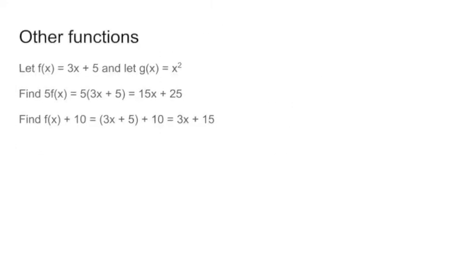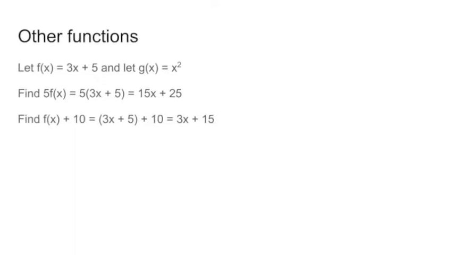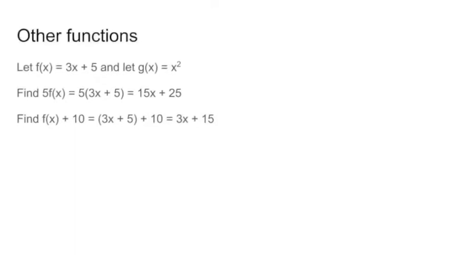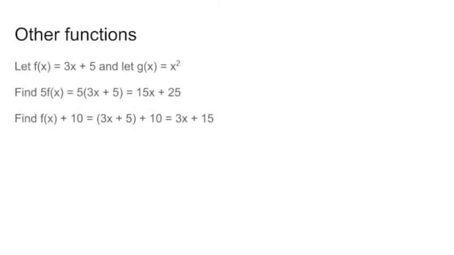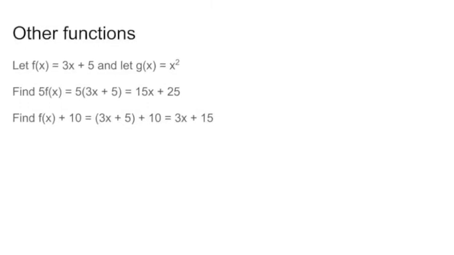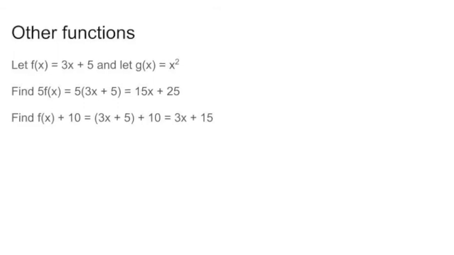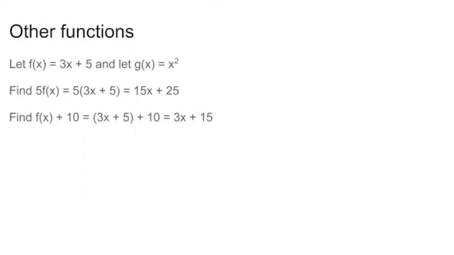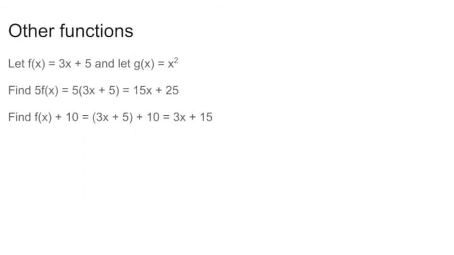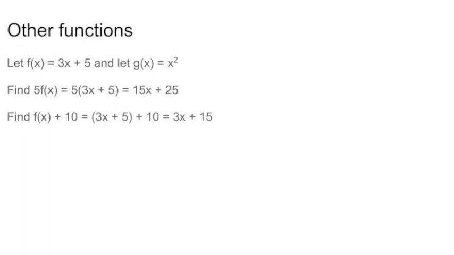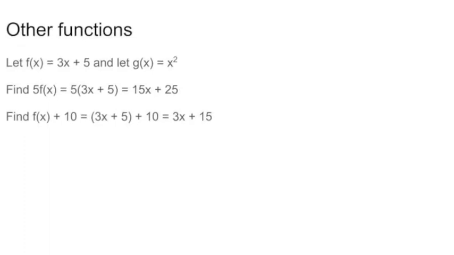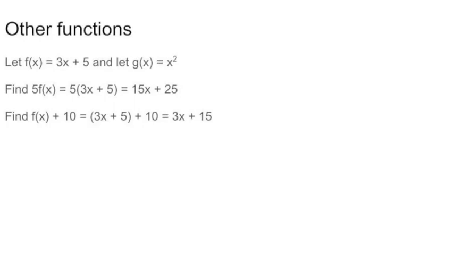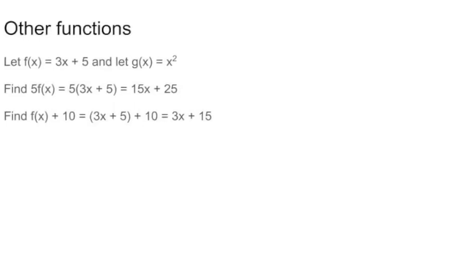Okay, there are some other functions you might see. We're going to go back to letting f of x equal 3x plus 5 and g of x equal x squared. You might see something random like find 5 of f of x. What that just means is you take your f of x function and you multiply every term of that function by 5. So as you can see there, I have that equals 5 times (3x plus 5). So distribute the 5, you get 15x plus 25. You might see find f of x plus 10. Well, there you take your f of x function, which is 3x plus 5, and then add 10 to it. So you'd have 3x plus 15.